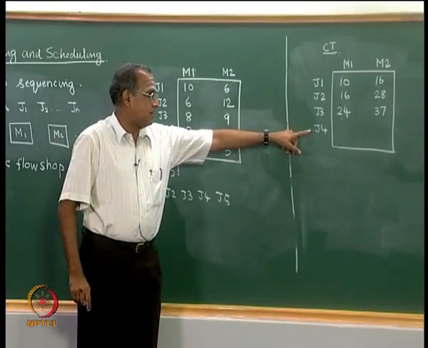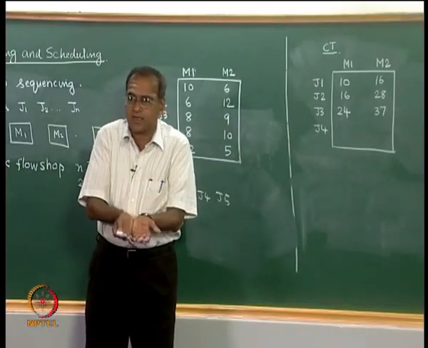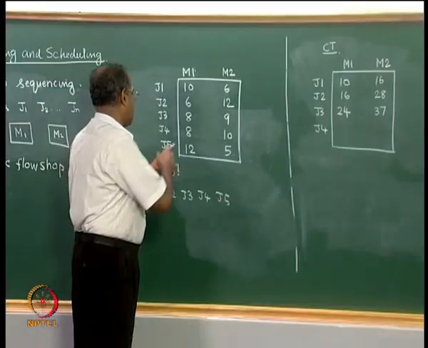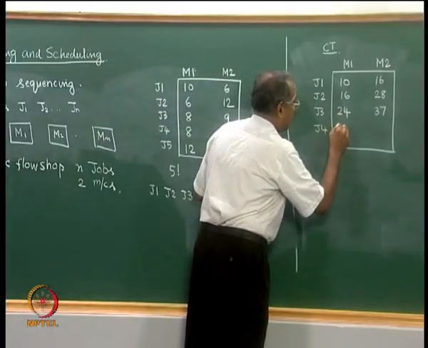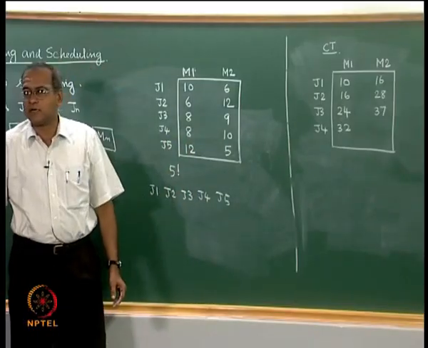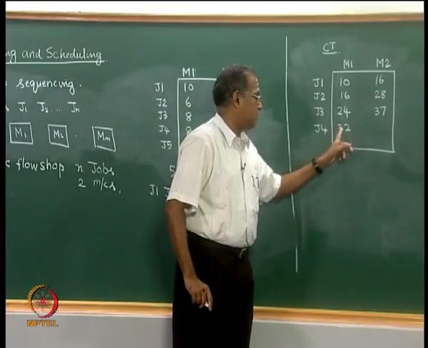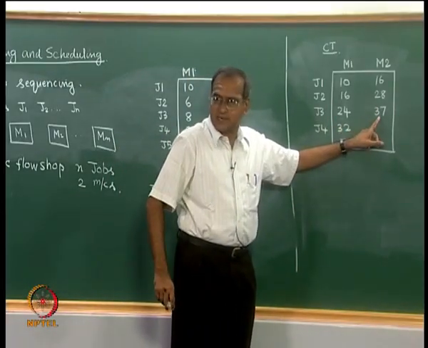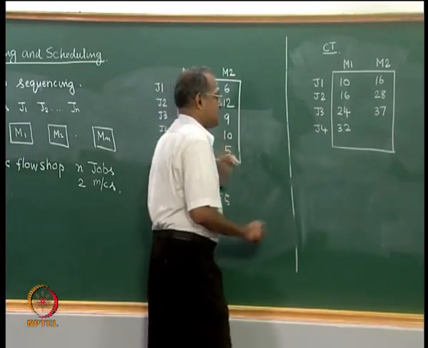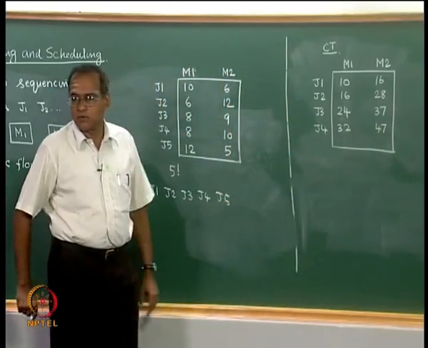Now, J4 can enter at 24, because at 24 the person has taken the job and kept it outside, and M1 is free. So, J4 starts at time equal to 24, takes a further 8 here, finishes at time equal to 32. Now, J4 again has to wait for 5 more units, so that M2 becomes free at 37, and then it goes to M2 at 37, takes 10 more units, finishes at 47, and then it comes out.